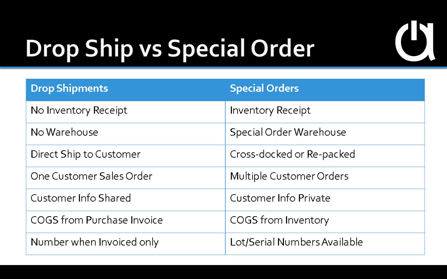So it's not going to be specific to the purchase invoice. It's going to be like, let's say if this special order item is average cost, it'll be the average cost at the time you create that sales invoice. If you have FIFO, it'll be the first layer available. And then for special orders, you can use the full lot serial number functionality.